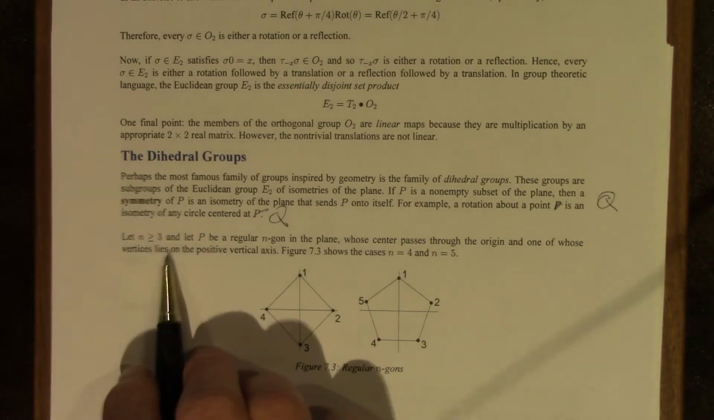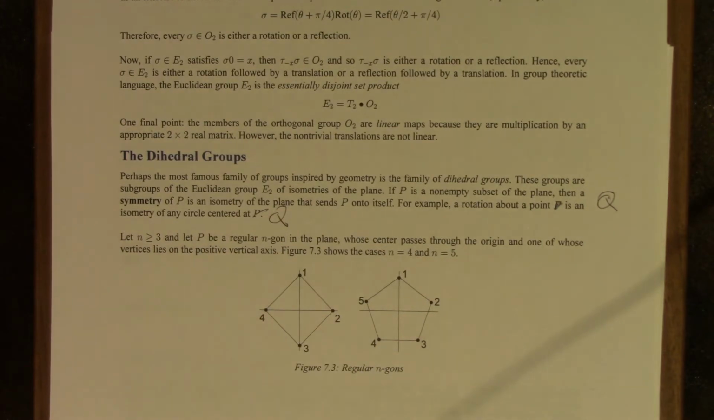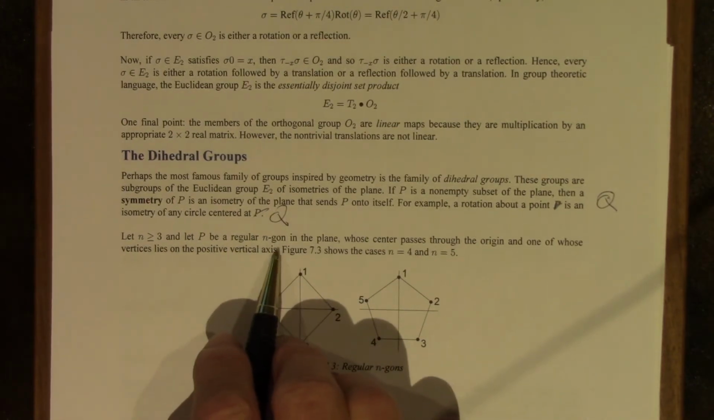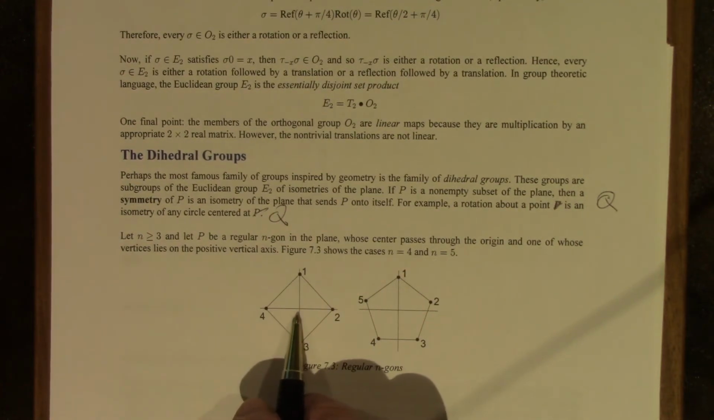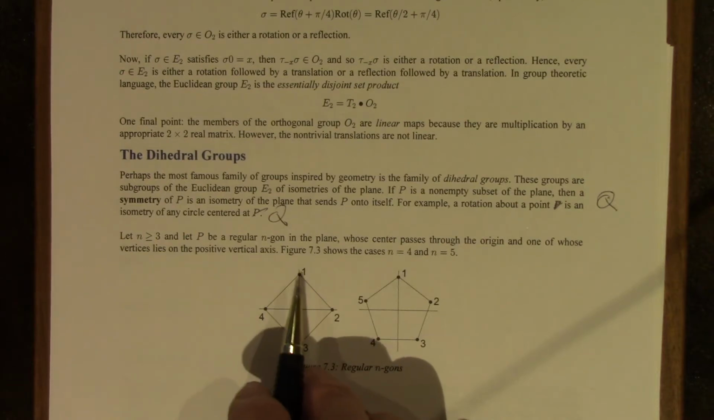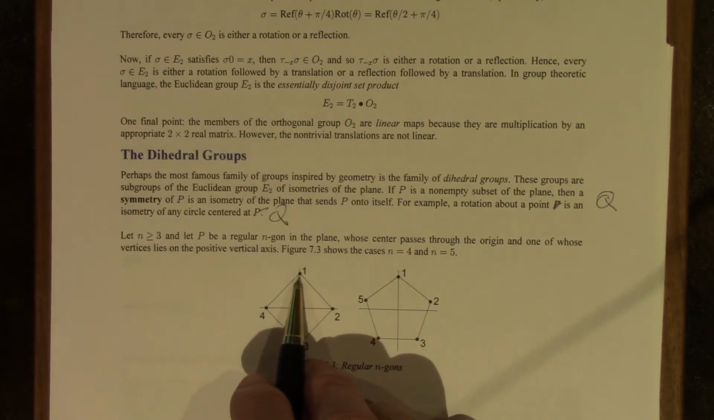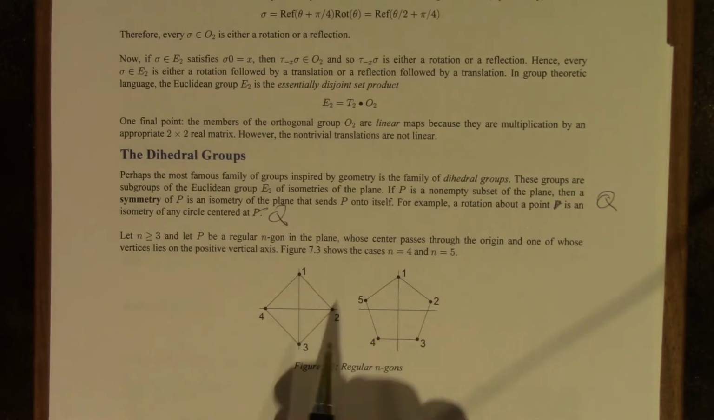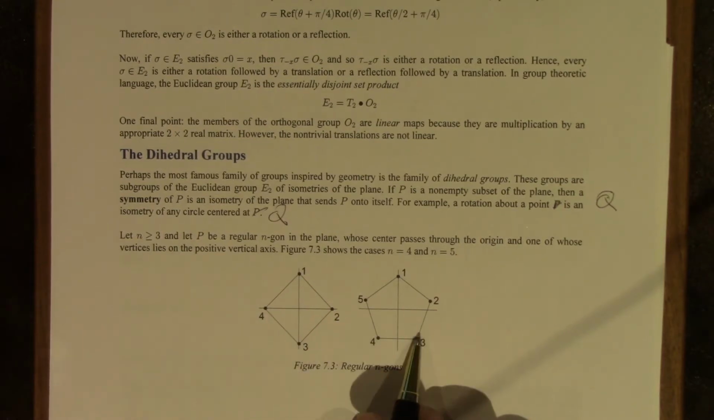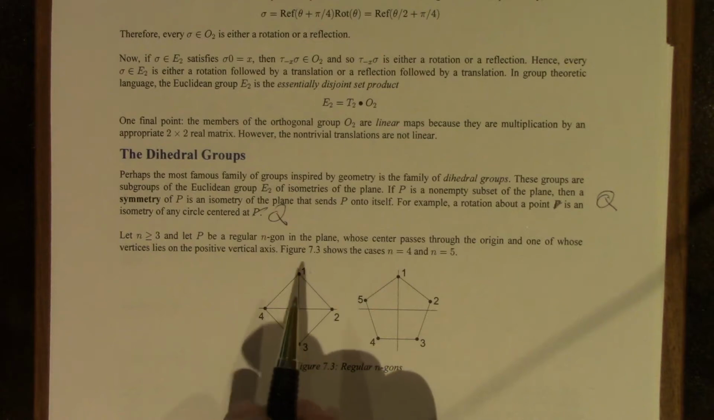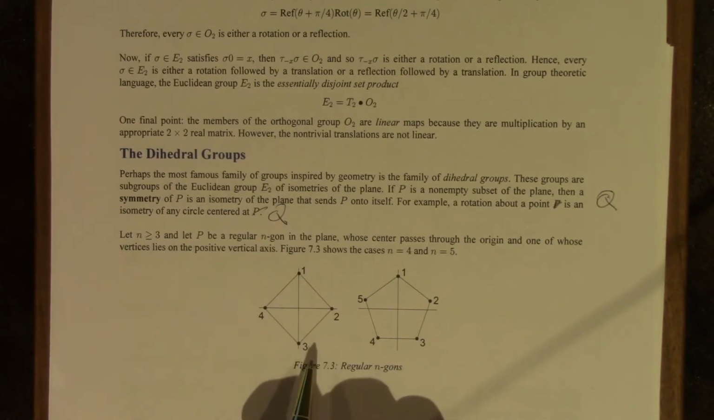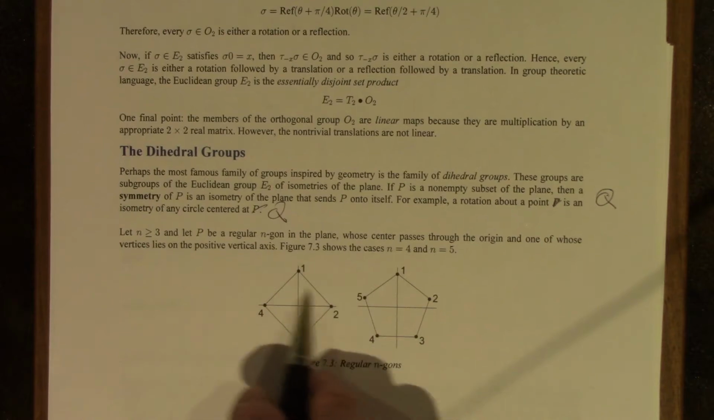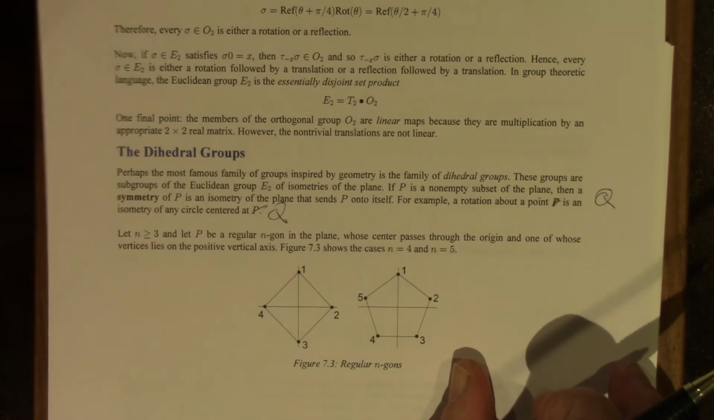If n is bigger than or equal to 3, then let's let P be the regular n-gon in the plane, centered at the origin, one of whose vertices lies on the positive y-axis. So this would be the case n equals 4, n equals 5. We will also label the vertices. The vertex on the positive y-axis is labeled 1, and the other vertices are labeled consecutively in a clockwise manner. This is customary.